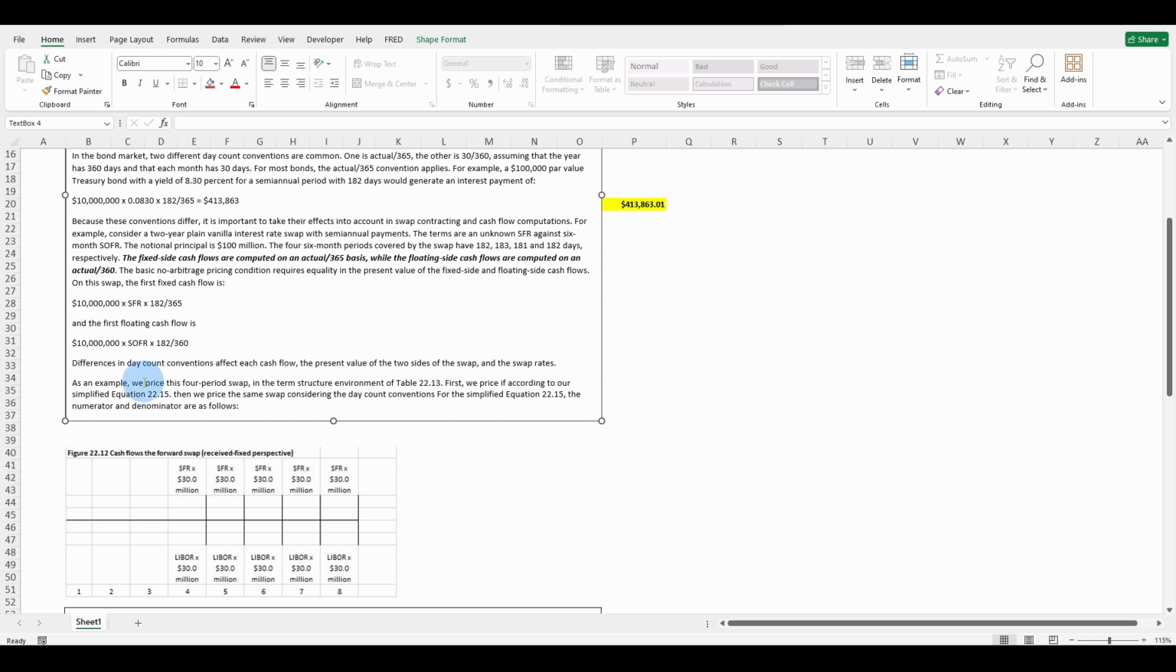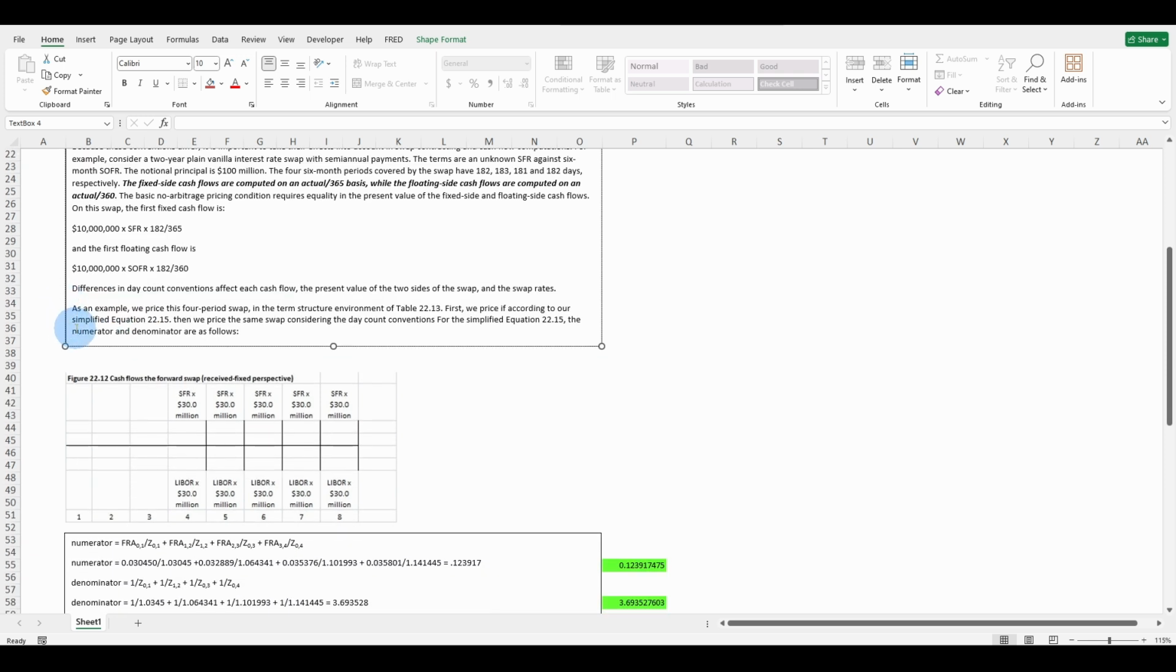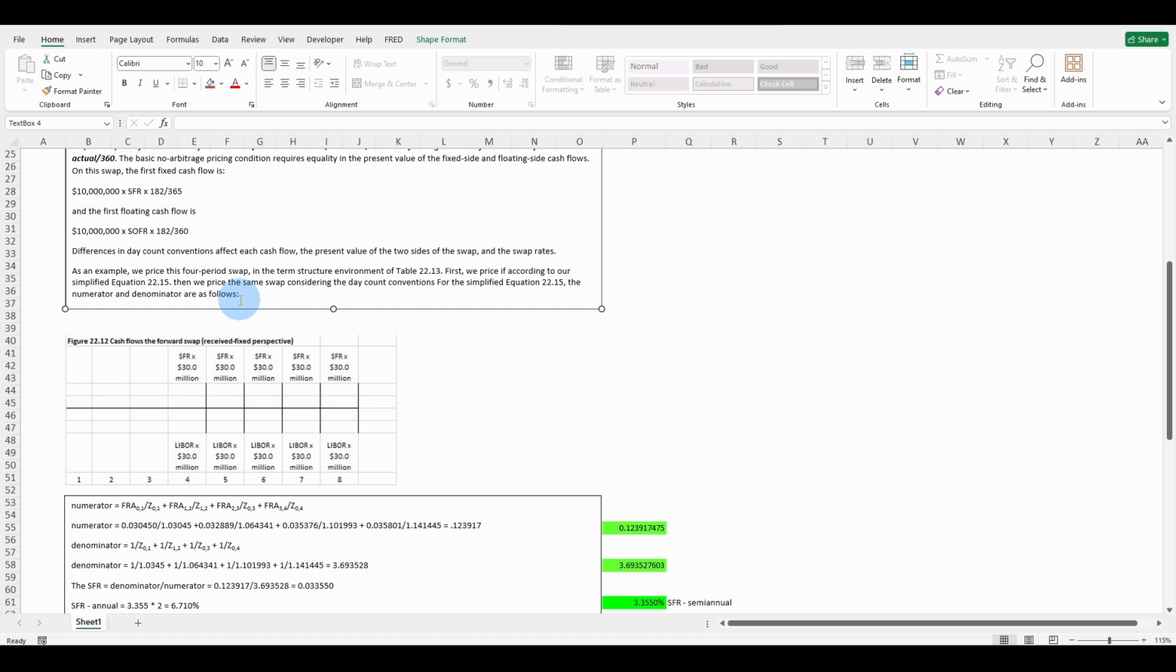Differences in day count conventions affect each cash flow, the present value of the two sides of the swap, and the swap rates. As an example, we price this 4-period swap in the term structure environment of table 22.13. First, we price it according to our simplified equation 22.15. Then we price the same swap considering the day count conventions.